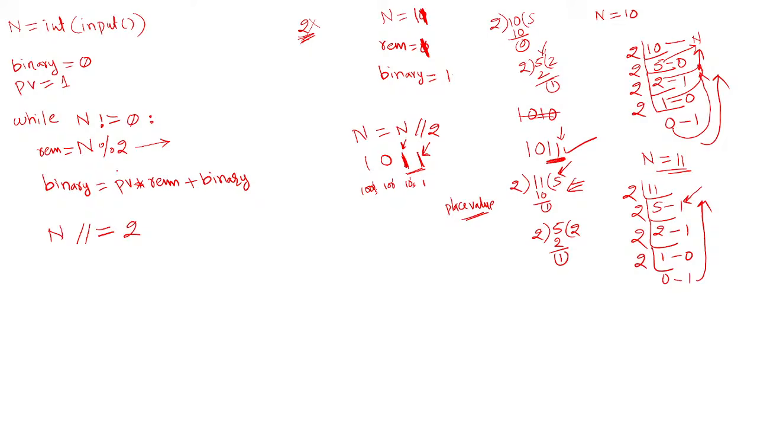So now you can see place value is 1 into remainder is 1. 1 into 1 is 1. 1 plus, initially binary value is 0, so 1 plus 0 is 1. That means you get this first one here. Okay, so in 1 0 1 1, this 1 you are getting. So binary variable value becomes a 1 here. Okay, so now you are reducing the n value to 2.